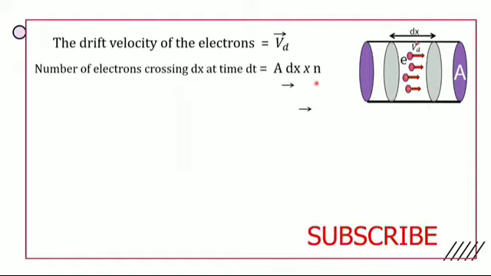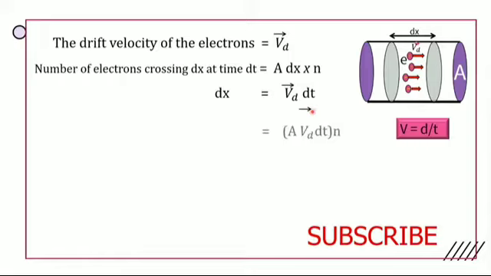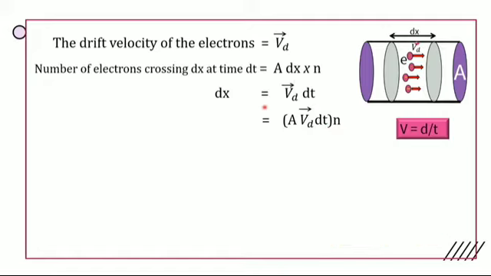Electrons move through a distance dx within a small interval of time. So dx is equal to vd dt, where vd is the drift velocity of the electrons. A is the area of cross section of the conductor. The number of electrons available in the volume of length dx is volume times number per unit volume, so A dx into n.